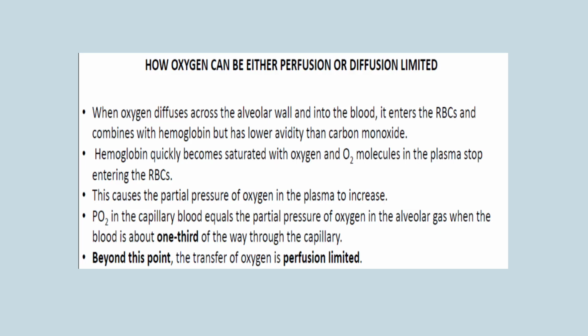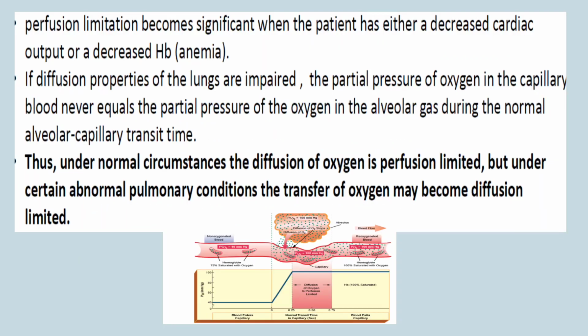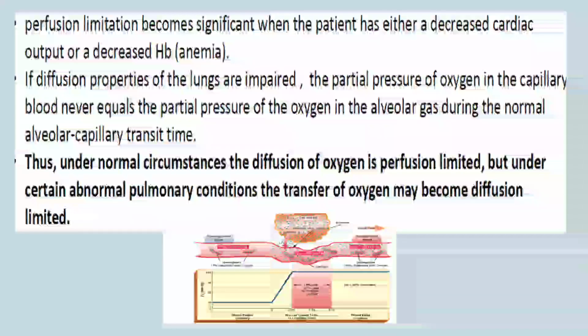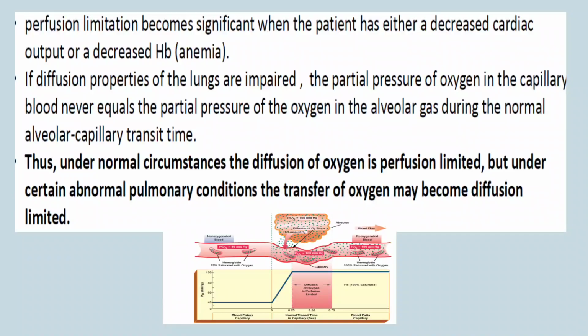When oxygen diffuses across the alveolar wall into the blood, it enters the RBC. Until it reaches equilibrium or saturation, in that initial part, it is diffusion limited. But once it reaches the equilibrium point, beyond this point the transfer of oxygen is perfusion limited. Perfusion limited transfer of oxygen becomes significant when the patient has either decreased cardiac output or decreased hemoglobin, that is, in anemia.